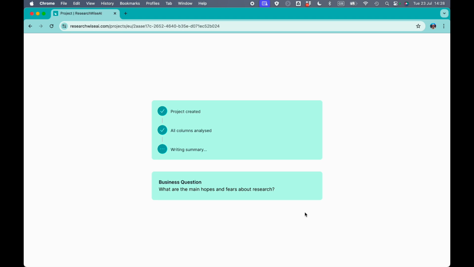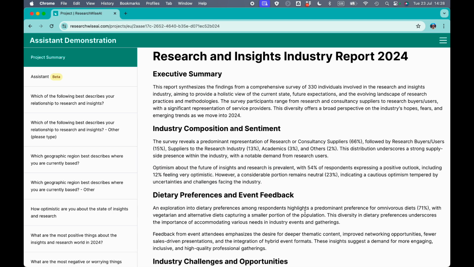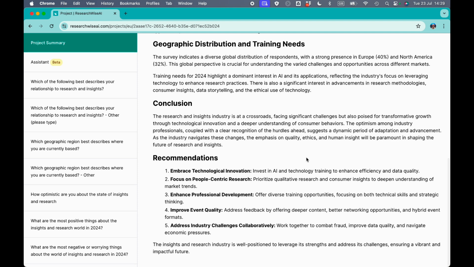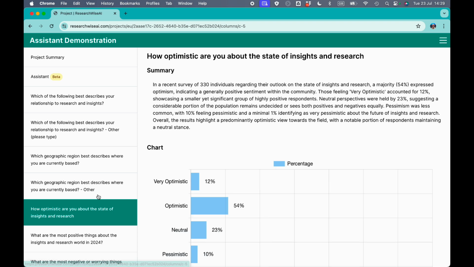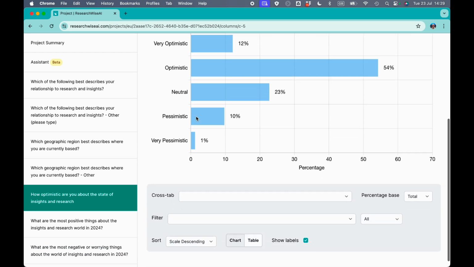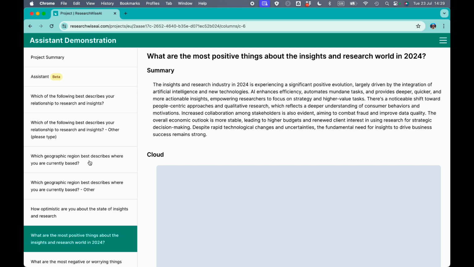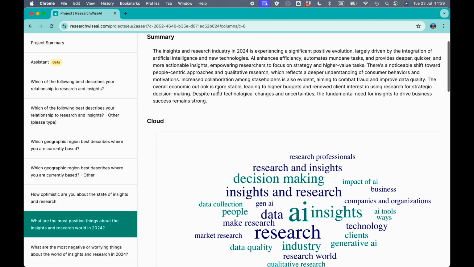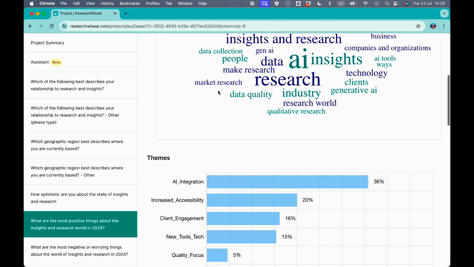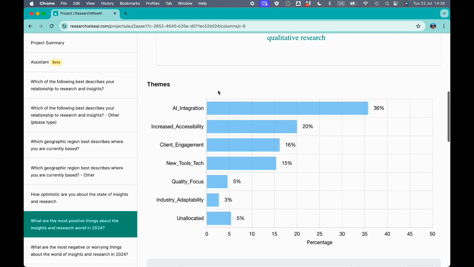And once it's written that summary, we're able to see what the analysis looks like. So it gives us an executive summary, and I can read that summary, and it talks about who we interviewed and what the preferences were in different aspects of the study. Or we can have a look at some of the other data points in this study. For example, we can look at quantitative data, such as this, how optimistic are you? Or we can look at qualitative data, looking at the most positive things about the research industry, looking at the themes.